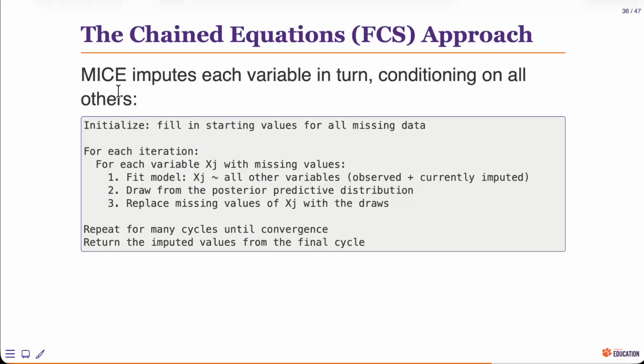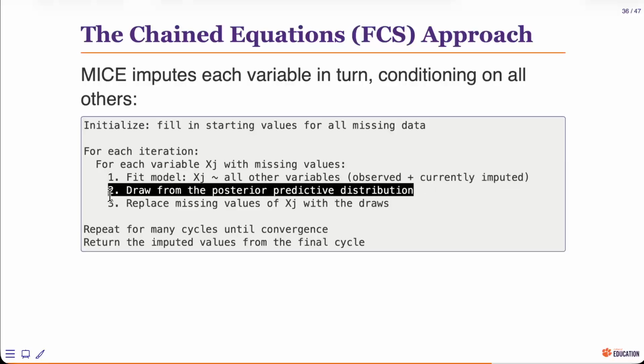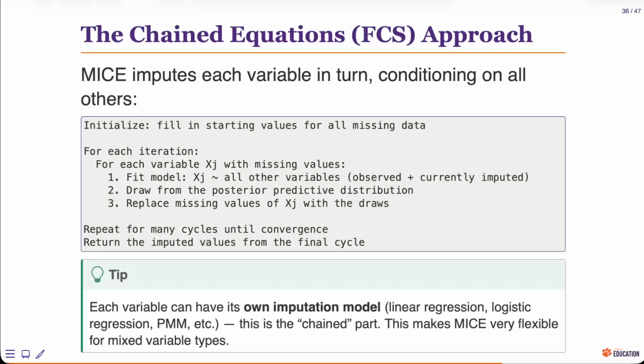So, the chained equations approach, this is fully conditional specification. That's what FCS stands for. Sometimes you see that acronym. It initializes filling in starting values for all data. Again, I sort of walked through this before, but I'll say it again. Then for each variable, it fits a model predicted on all other variables. It draws from the predictive distribution for each missing data, and it replaces missing values with those draws. And we repeat this for many, many cycles until convergence, basically stabilization of our parameters of each model, and then we return all of those imputed values.